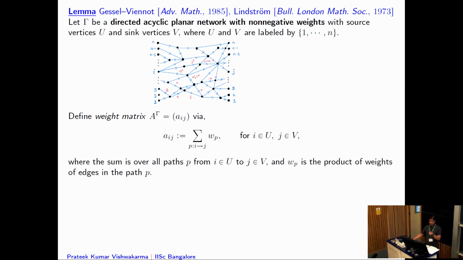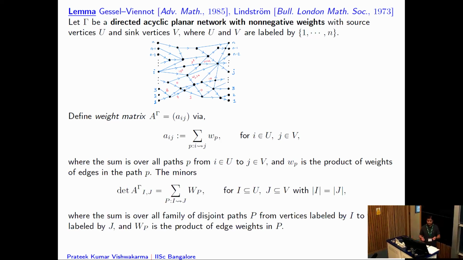However, because the network is acyclic and planar, it's not very difficult to see that there is a very nice formula to compute the minors of these matrices, the Lindström formula, which says that the minor of matrix A_gamma corresponding to rows I and columns J is equal to the sum over all families of disjoint paths P from vertices labeled by I to vertices labeled by J, where w(P) is again the product of edge weights in the family of paths P. Now, in particular, because we have this formula and because the edge weights are non-negative, the matrix A is going to be totally non-negative. That's what we have.